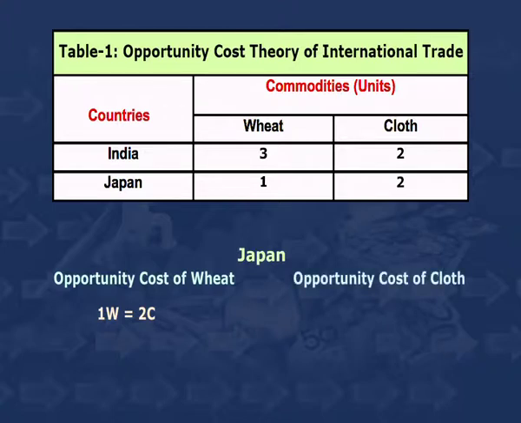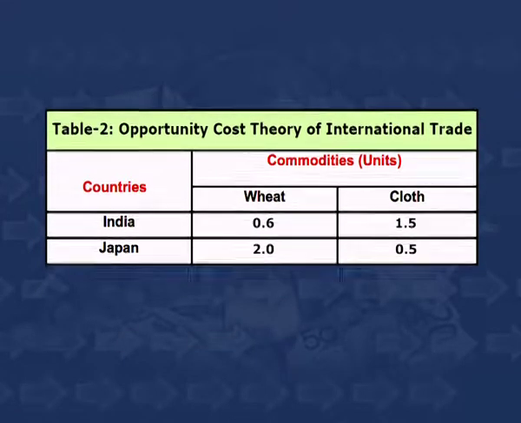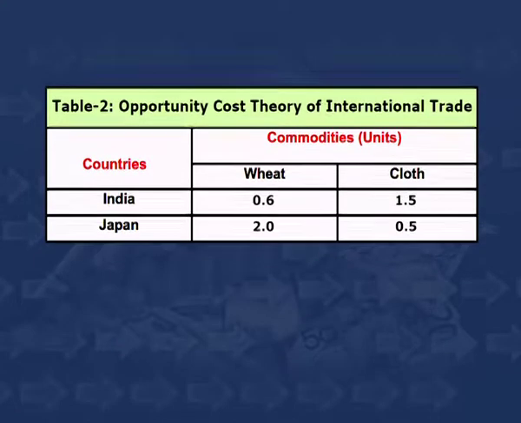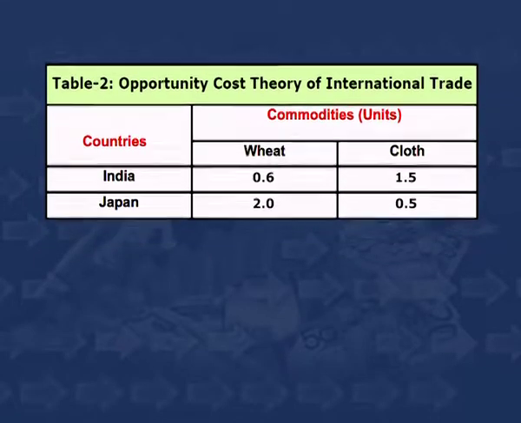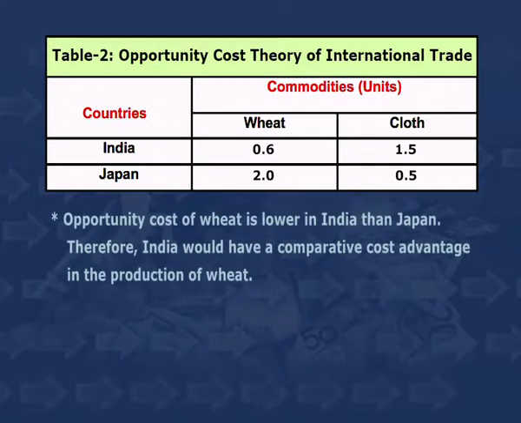Opportunity cost of cloth is 2 units of cloth equal to 1 unit of wheat. That is, 1 unit of cloth is actually equal to just half a unit of wheat. It means that the opportunity cost of cloth is half a unit of wheat in Japan. Table 2 shows the whole analysis in terms of opportunity costs. The opportunity cost of wheat is 0.66 and 2 units of cloth in India and Japan respectively. It means that the opportunity cost of wheat is lower in India than Japan. Therefore, India would have a comparative cost advantage in the production of wheat.